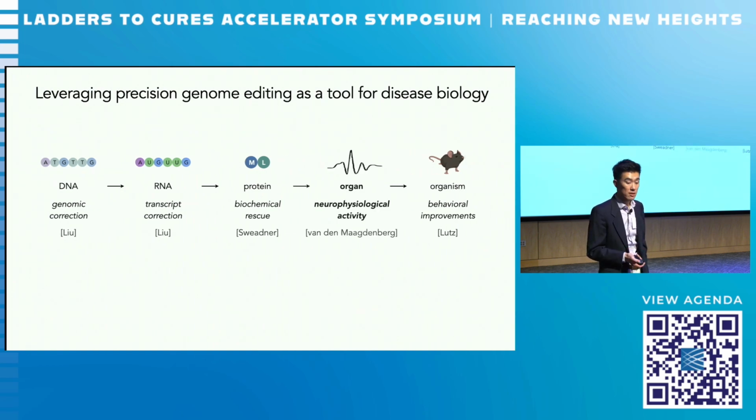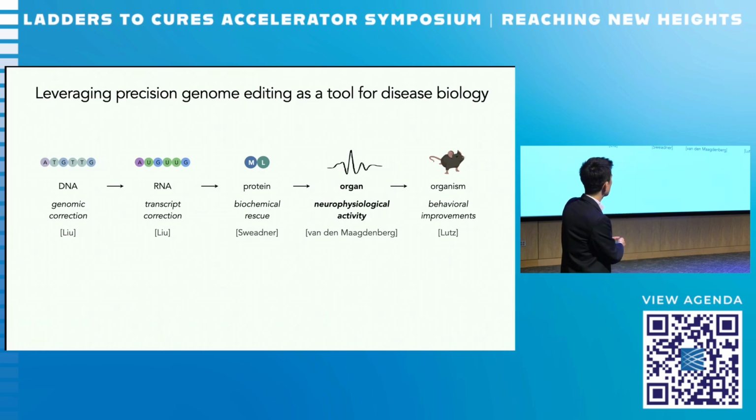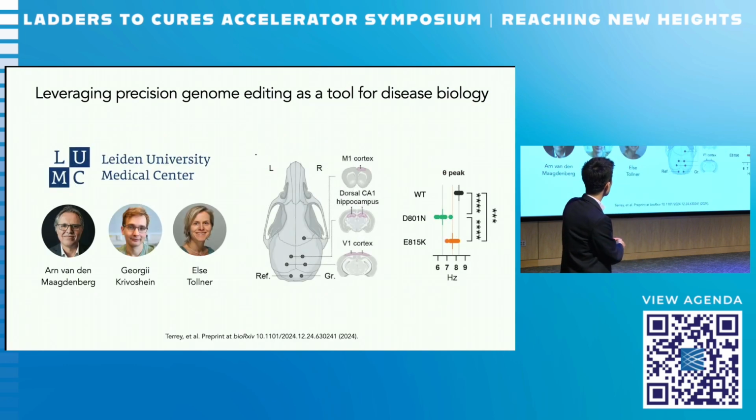A sort of key missing link that we're excited about exploring further is using in vivo electrophysiology to actually assess to what extent prime editing might be able to intervene and partially rescue this type of circuit or higher level complexity. And this is in collaboration with Arne, Georgie, and Elsa at Leiden University.